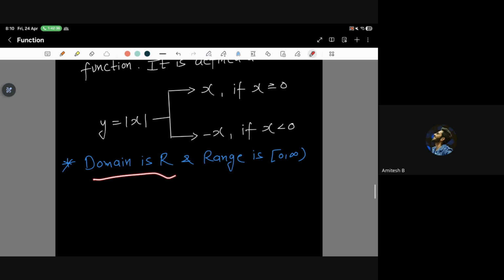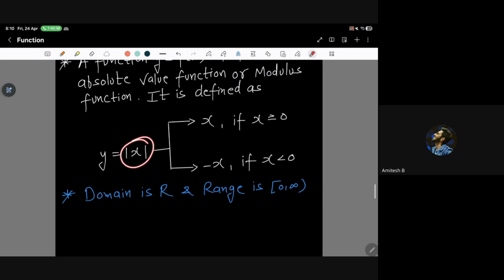So the domain is all real numbers, it is mathematically valid for all real numbers. But the range is 0 to infinity, because it will always give you either 0 or positive values as output.